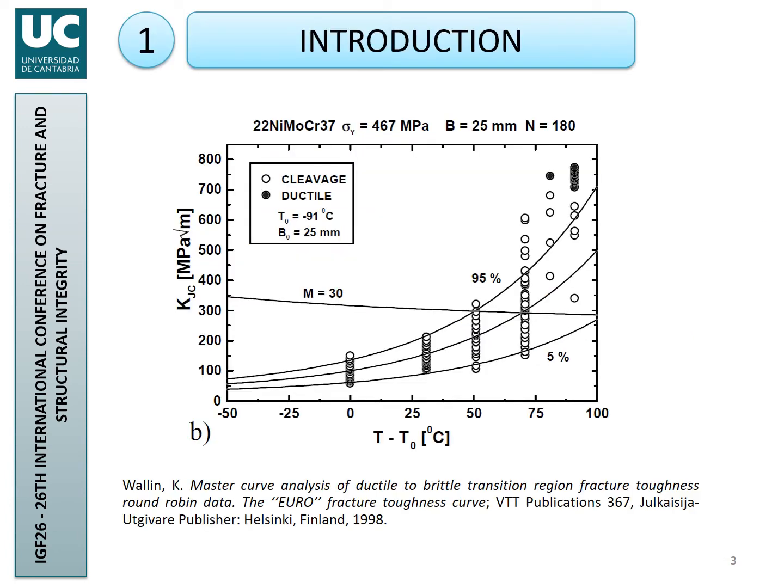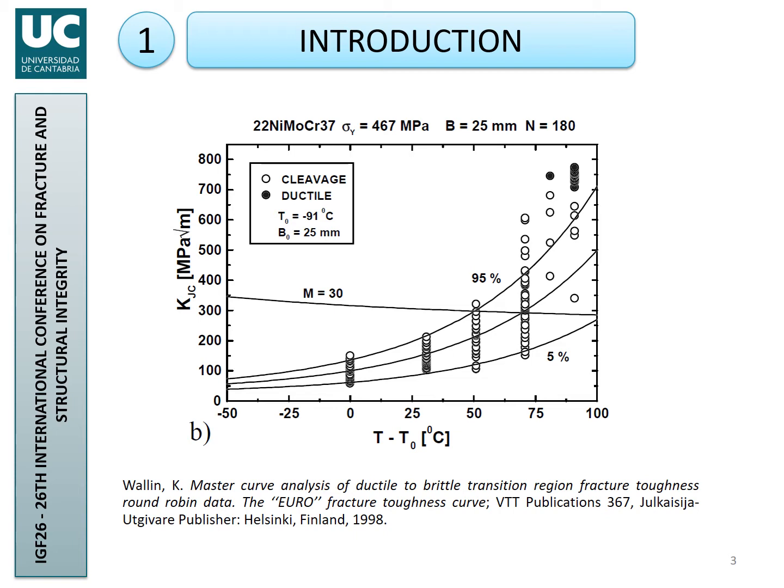Here you have some experimental results obtained by Wallin and published in 1998, where you can see the fracture toughness results along the ductile to brittle transition zone of a given steel. At lower temperatures, we will have the lower shelf with cleavage fracture with multiple initiation points. And at higher temperatures, we will have ductile fracture mechanisms. And in between, we have the proper ductile to brittle transition zone.